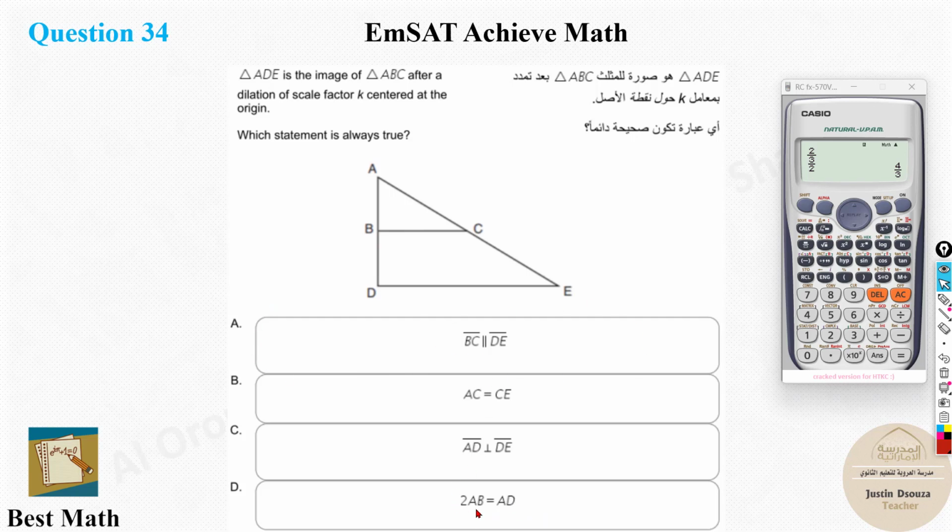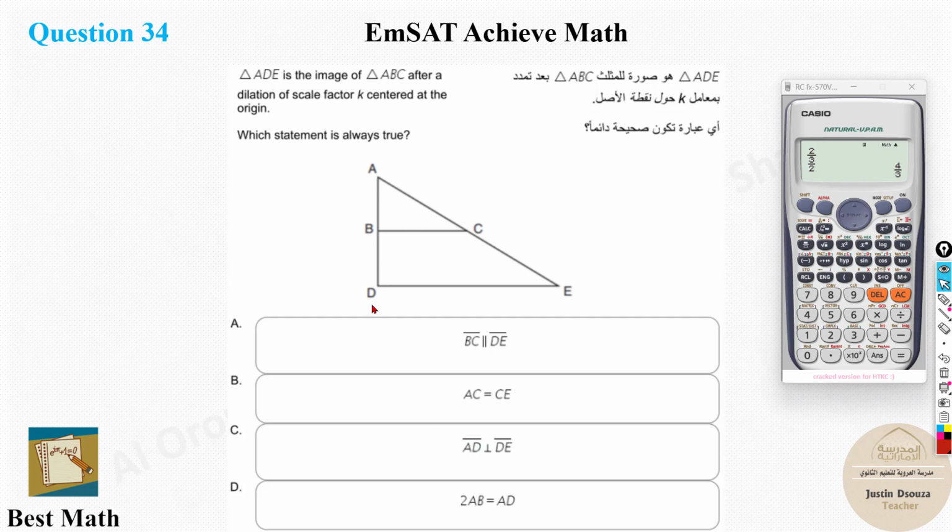2 times AB equals AD. Let's see. 2 times AB, this is AB, equals AD. Is that correct? No, it can't be, because the dilation scale factor is not given. It can be anything, right? So in this case, it seems like 2 times AB equals AD. But what if the dilation factor was so much more, K is equal to 3? Then it would be 3 times AB equals AD, right? It varies. So you can't consider this to be true.